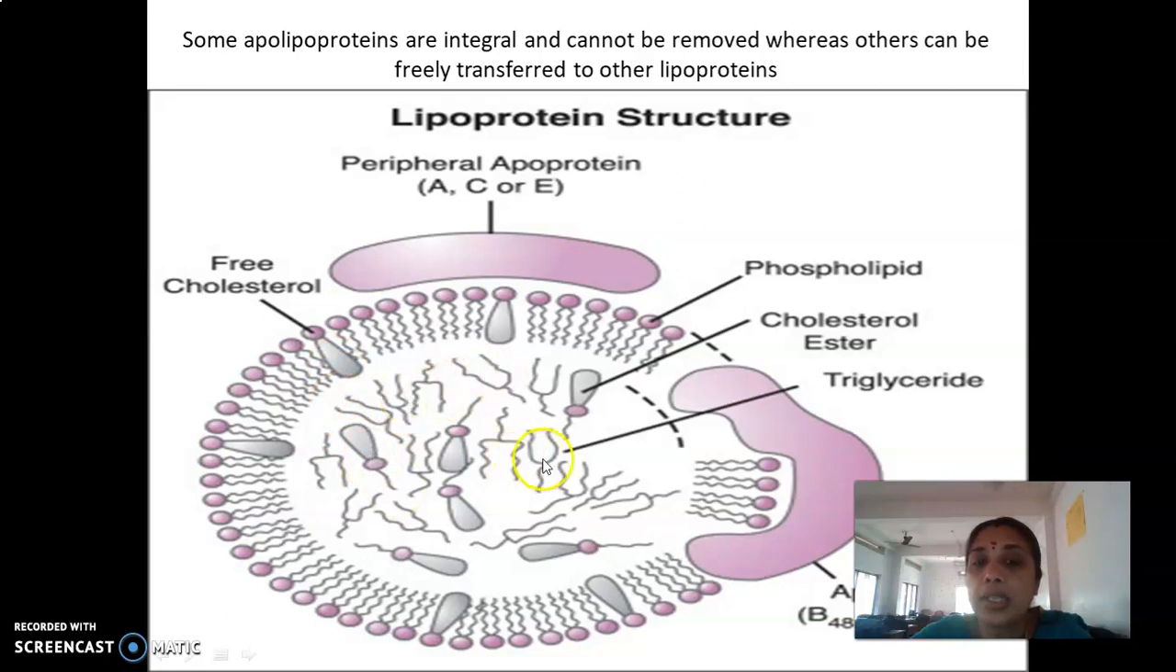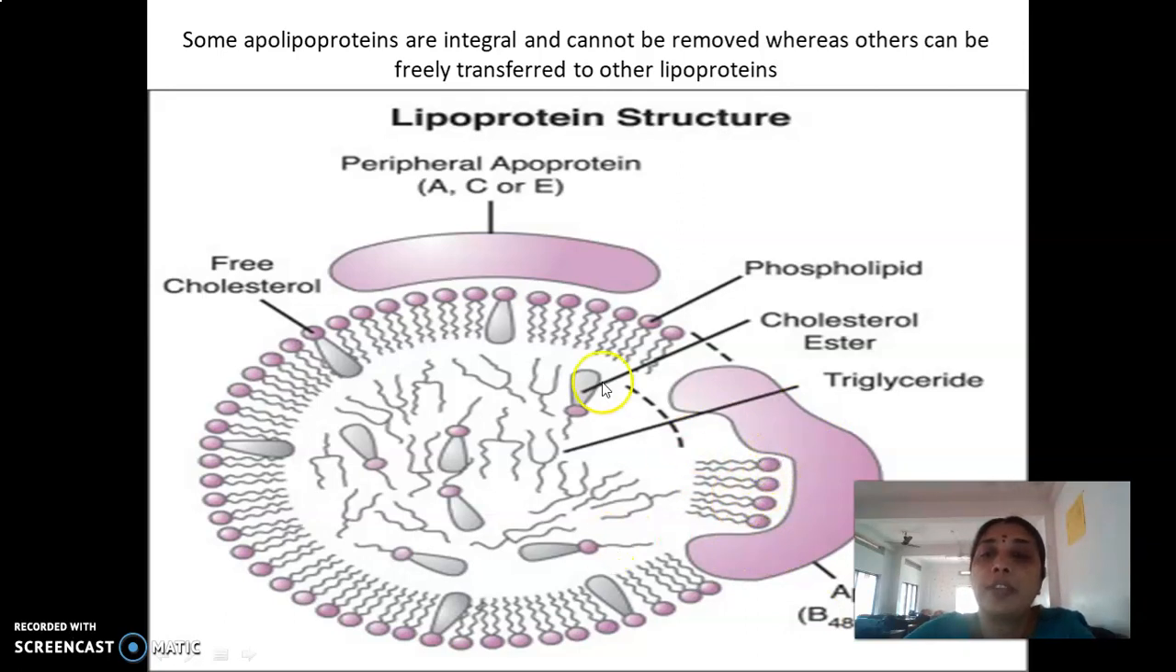And these are the TGs, right? And this is a peripheral apoprotein. This is the difference between peripheral apoproteins and integral proteins. This is an example of an integral protein. There are different types of apoproteins: Apo A, B, C, D, E. Examples of peripheral apoproteins are A, C, and E. ACE, A, C, E are examples of peripheral apoproteins, while examples of integral proteins are Apo B48 and B100.